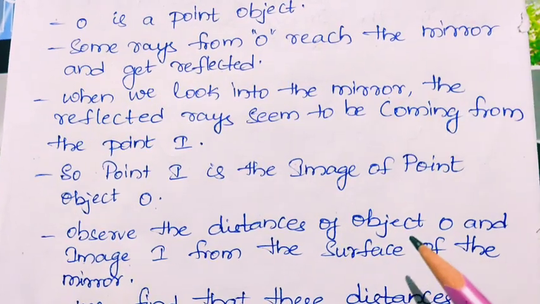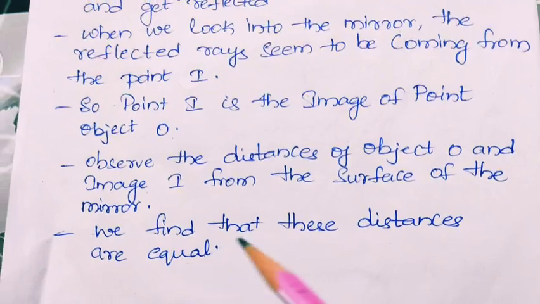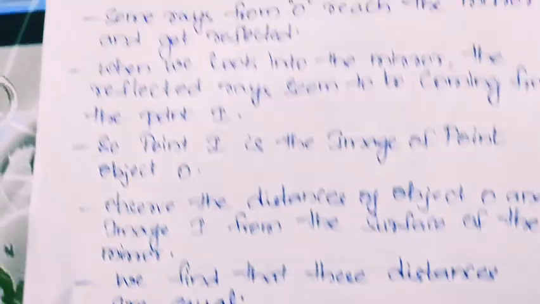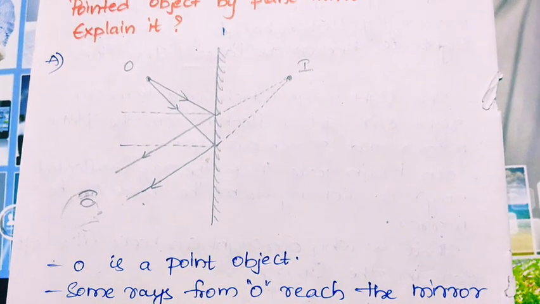Observe the distances of object O and image I from the surface of the mirror. We find that these distances are equal. Next questions.